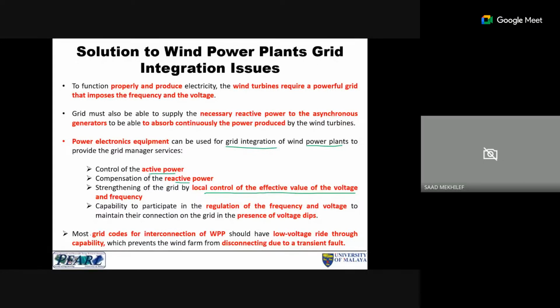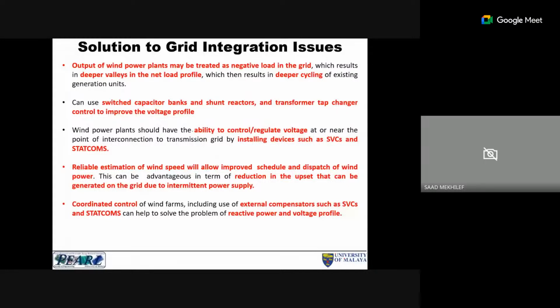Most grid codes, and I think it's also very important here, the grid code. I think it's very important that all of us who work on this have to study the grid code for the interconnection of wind power plants. The output of a wind plant may also be treated as negative load in the grid, which may result in deeper valleys.